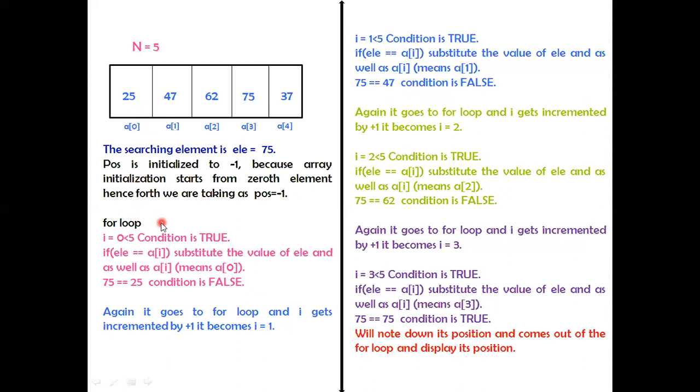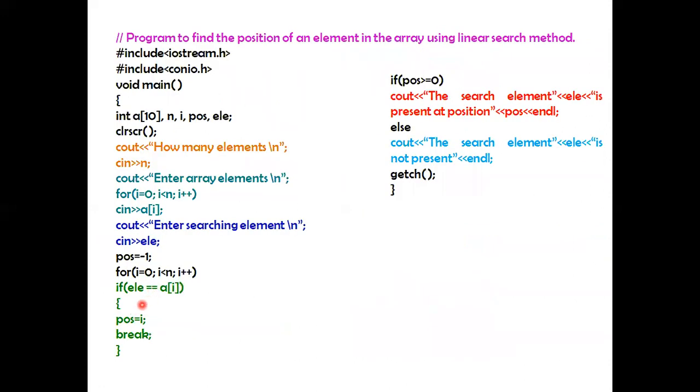Look here. For loop, i is equal to 0. 0 is less than 5. Condition is true. If element is equal to a of i, I need to substitute the value of element and a of i. A of i means a of 0. Element is nothing but the searching element. Searching element 75 is equal to 25? Condition false. Condition false means I will not execute these 2 statements. These 2 statements, written inside the pair of flower brackets, will execute only when the given condition is true.